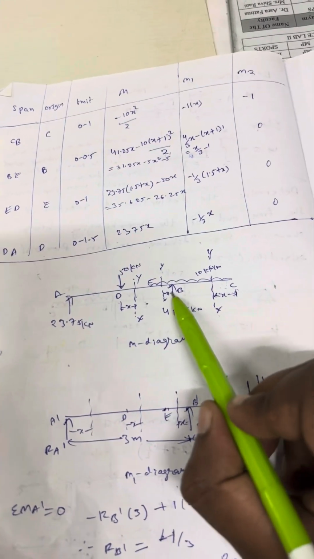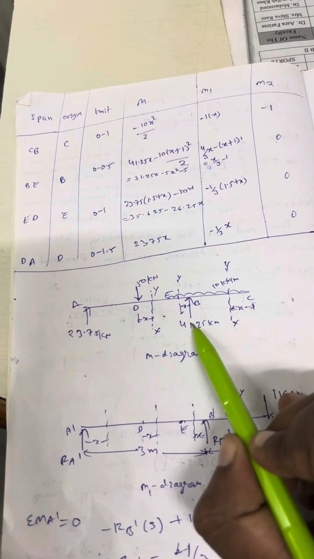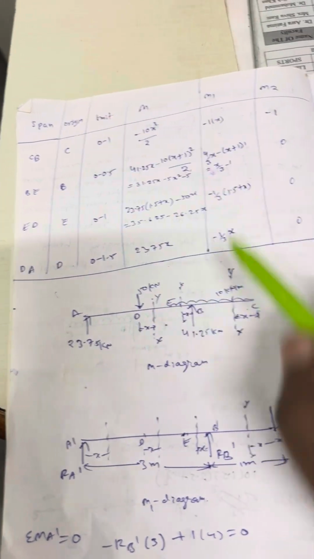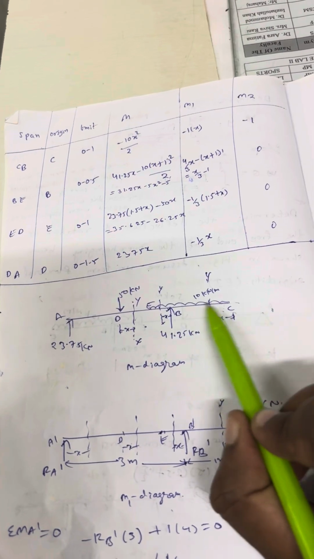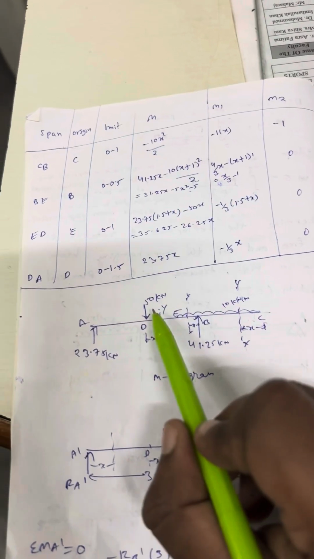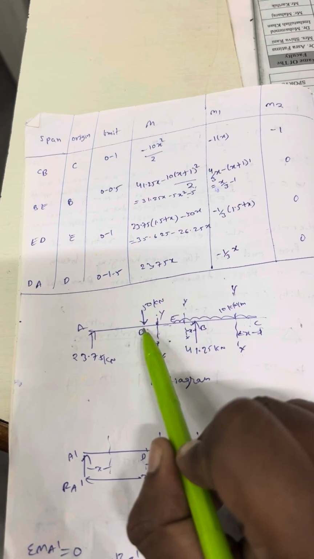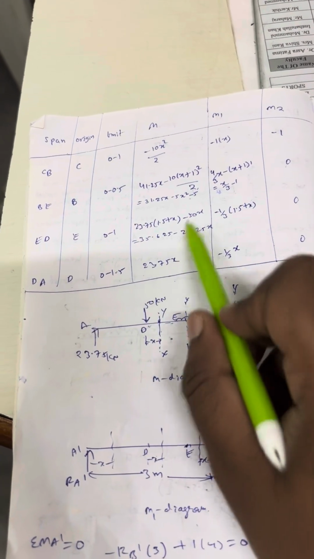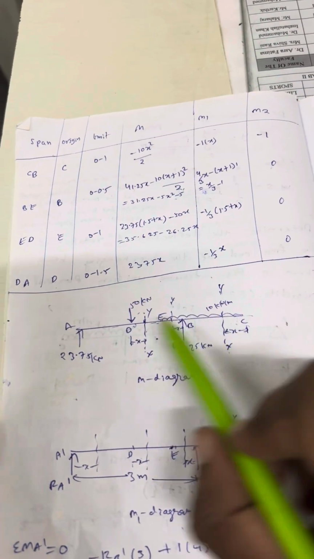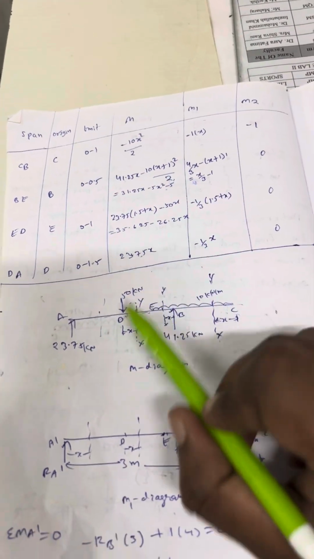Next, for BE, I have taken a section between these. If I calculate here, it is RB into x minus 10 into x plus 1 into x plus 1 by 2. If you simplify, you will get this one. Next for ED, I am taking a section in between ED, from D, so I am taking here: 50 into x minus 50 into x plus 23.75 into x plus 1.75. And next, if I take between DA, I will get 23.75 into x. Like that we get the M values.